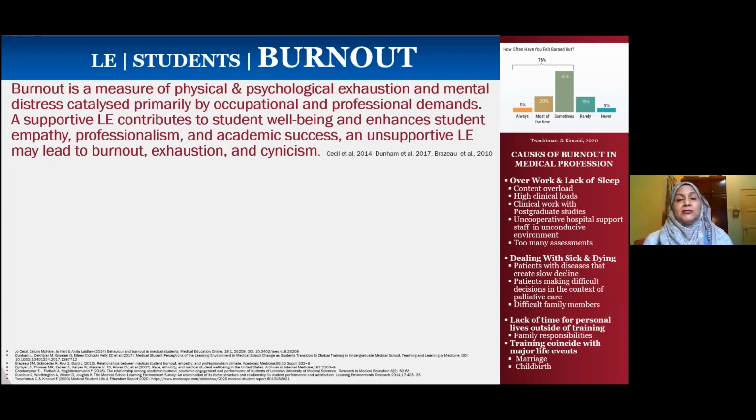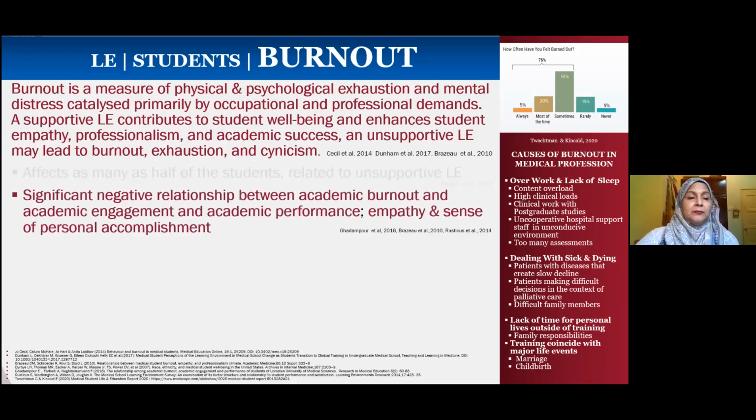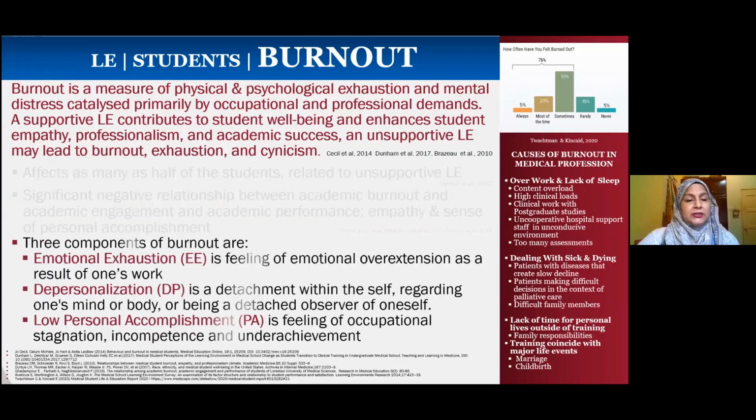And the opposite occurs if the environment is not supportive. The common problem which has been shown is that students have no more empathy with the patients. In fact, as many as half of the students related to an unsupportive learning environment. There is a significant negative relationship between academic burnout and academic engagement and academic performance, and empathy and sense of personal accomplishment are affected.